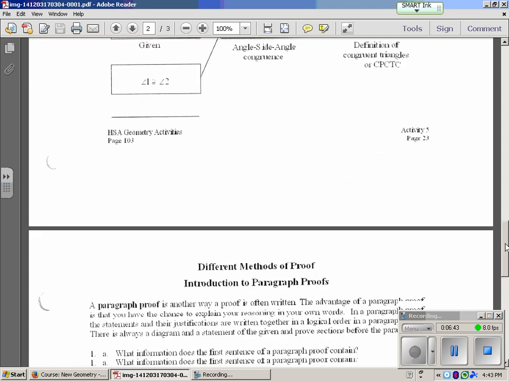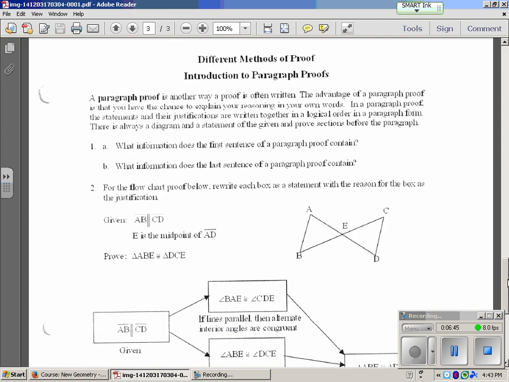All right, now let's go down to your paragraph proofs. So again, remember your paragraph proofs, the first sentence should include your given information. And again, that last sentence should be your proof statement and the reason. Okay, and so since we have this flow chart below, we're going to rewrite each box as a statement within that reason, and we're going to do some justification here.